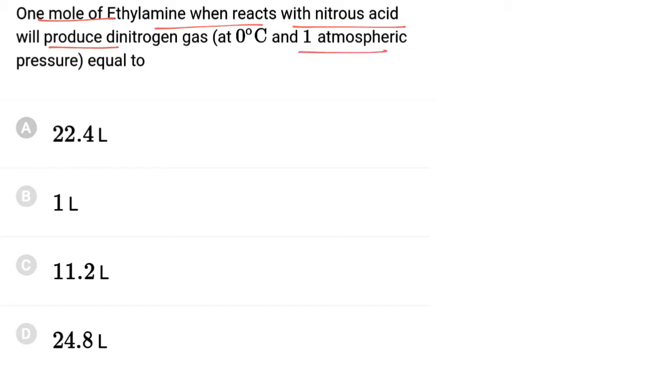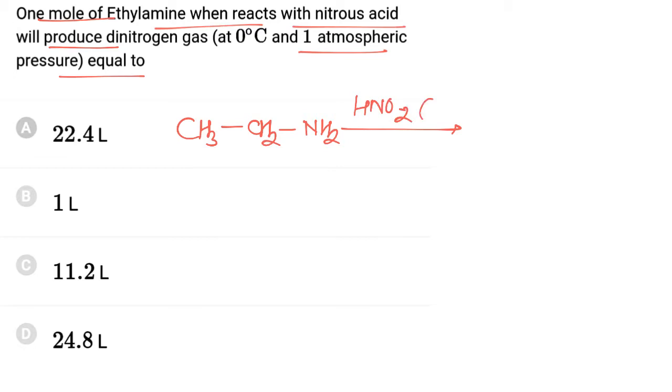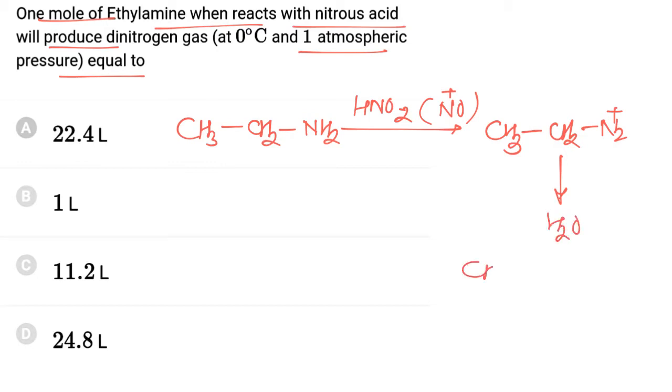1 mole of ethylamine when reacted with nitrous acid will produce dinitrogen gas at 0 degree Celsius temperature and 1 atmosphere equal to. So when ethylamine is treated with nitrous acid, HNO2, autoprotolysis takes place in HNO2 and it will produce NO positive ion. Now on reacting with ethylamine, it will convert ethylamine to diazonium. Now this diazonium in aqueous condition will release a nitrogen molecule and convert to alcohol.